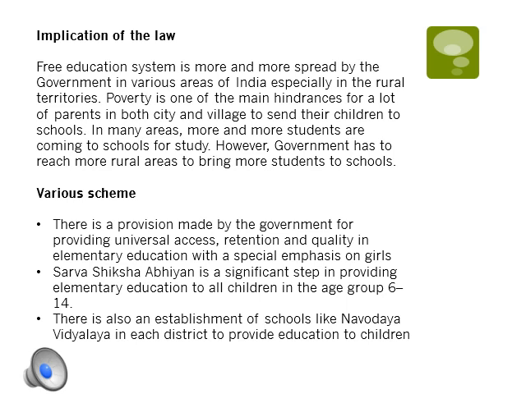However, government has to reach more rural areas to bring more students to the school, and government is making certain changes every year. They bring new schemes in order to attract the people to send the children to school. So what are these various schemes which have been implemented by the government in order to attract the people for this new law that has been implemented in 2009? There is a provision made by the government for providing universal access, retention, and quality in elementary education.